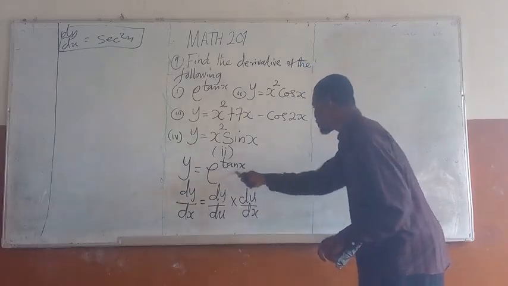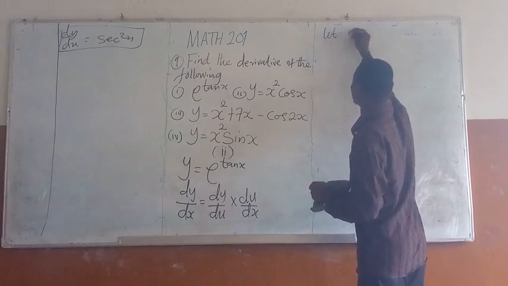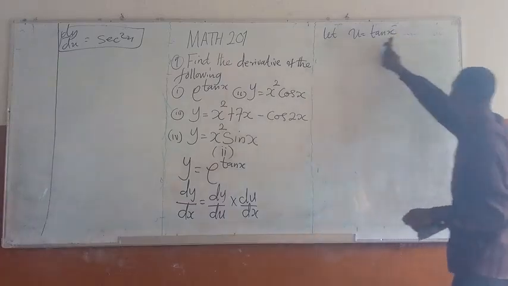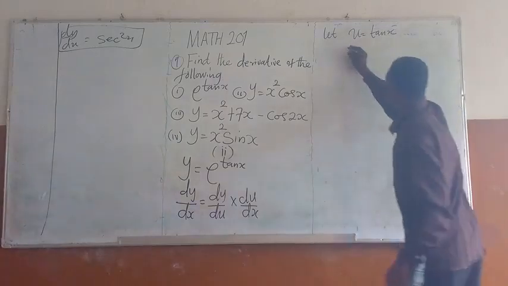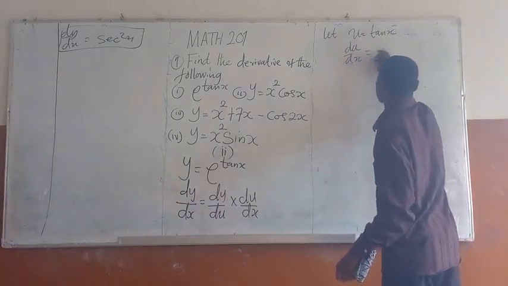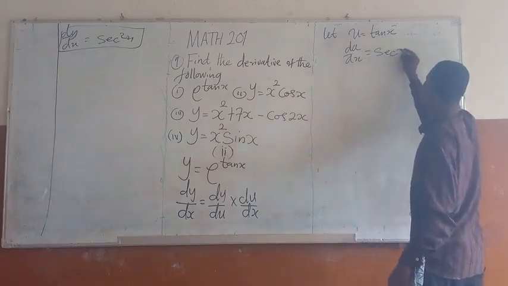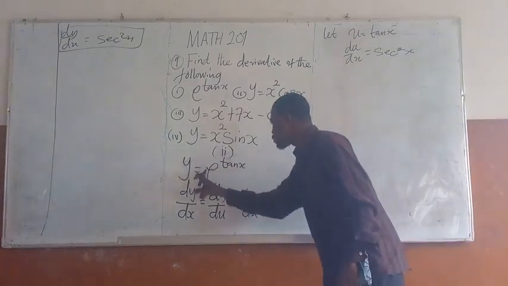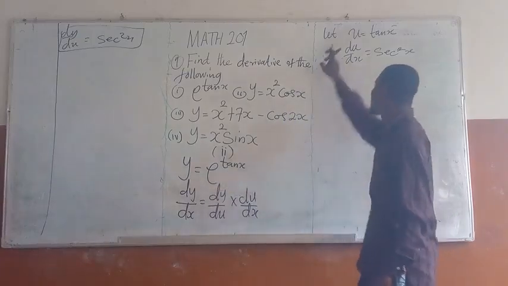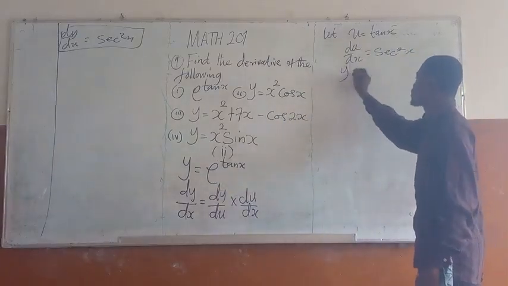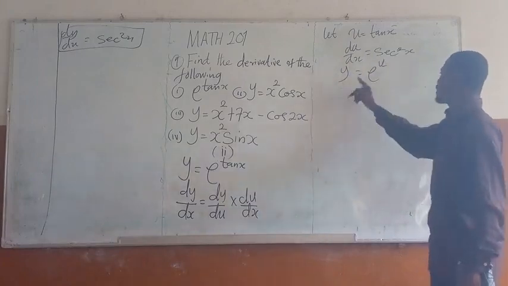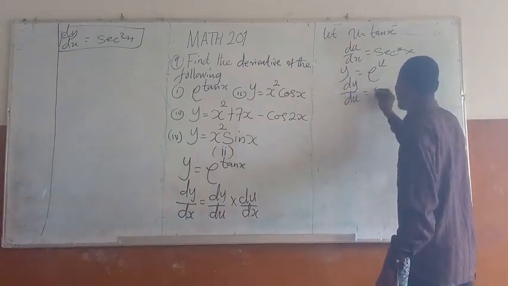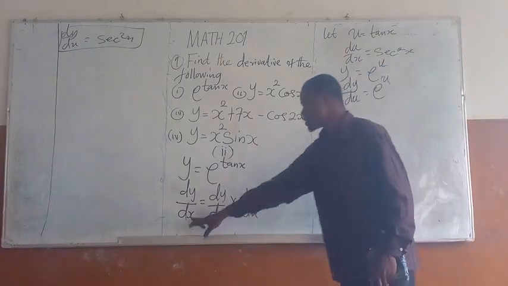So like I've said, we have y equals e to the power of tan x. We let u be tan x. Then differentiating u with respect to x, du/dx is sec squared x. Which means our y is equal to exponential u, because we let tan x be u. When we differentiate y with respect to u, dy/du is equal to the same, exponential u. So we have to input all this into the formula.